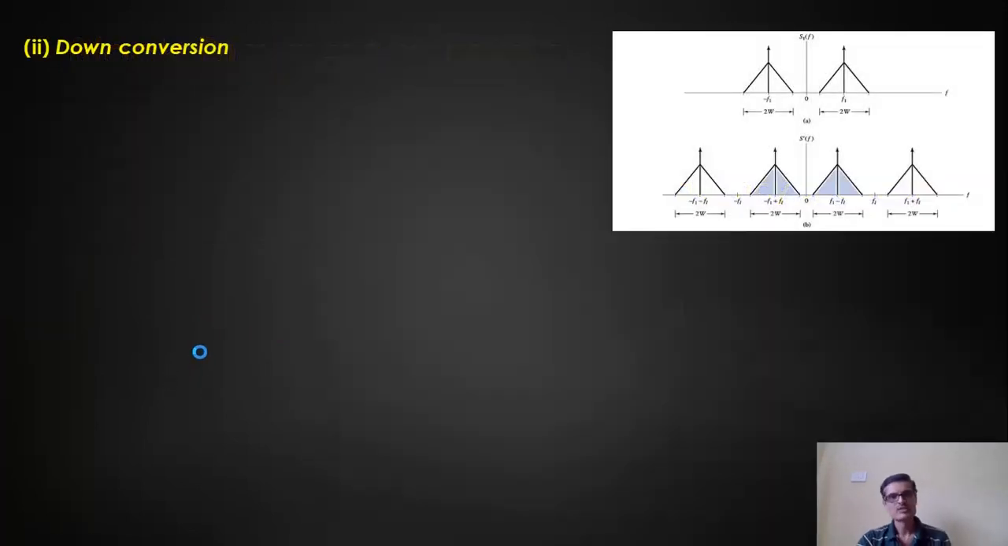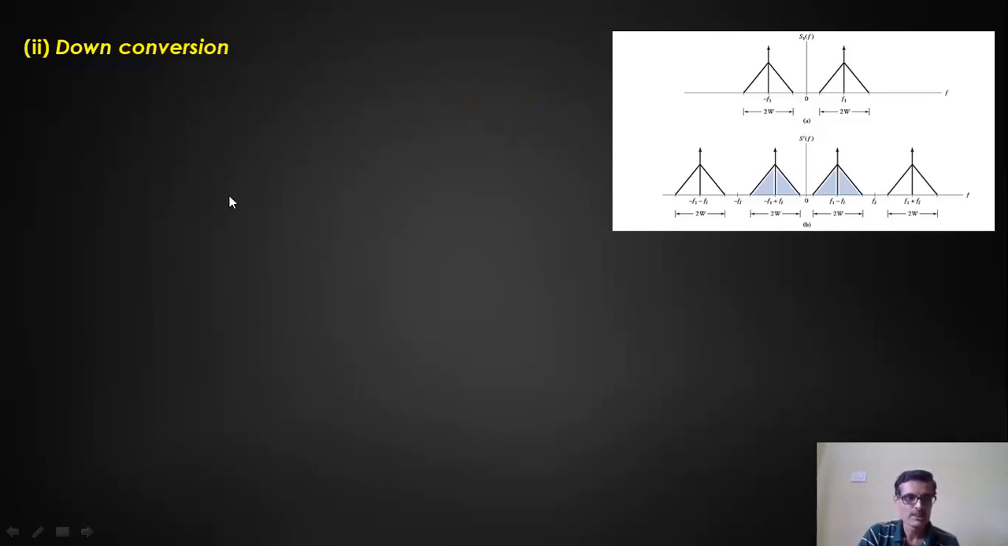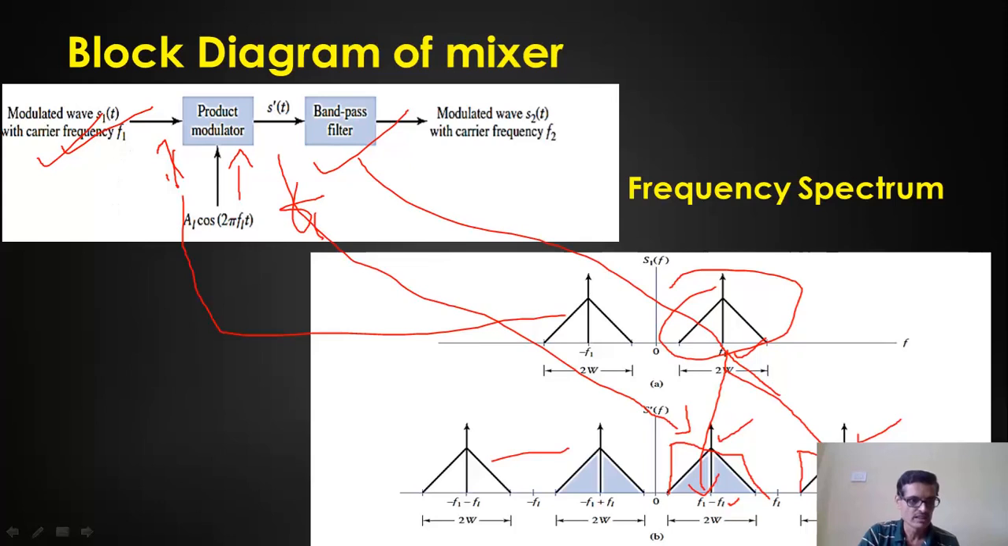Now let us understand this by using the derivation of this particular block diagram. I have taken the same spectrum once again over here. Let us first understand the down conversion. That is, I want to change the frequency of the original signal from f1 hertz to f1 minus fL hertz. That means it is a down conversion, correct? Let us say I have a DSB-SC signal, double sideband suppressed carrier signal, which is given by m(t) cos 2πf1t.